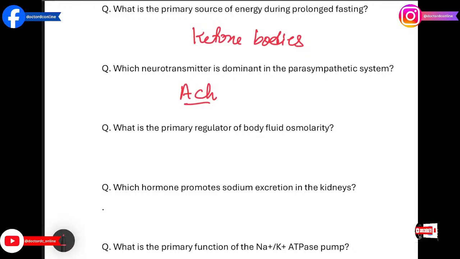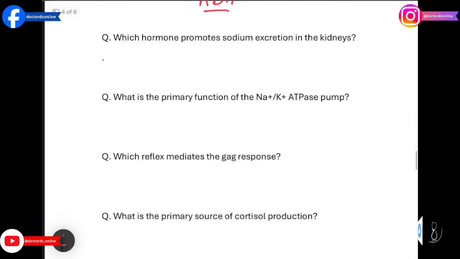The next question is what is the primary regulator of body fluid osmolarity, and the answer is ADH, antidiuretic hormone, because it controls water reabsorption in response to plasma osmolarity.